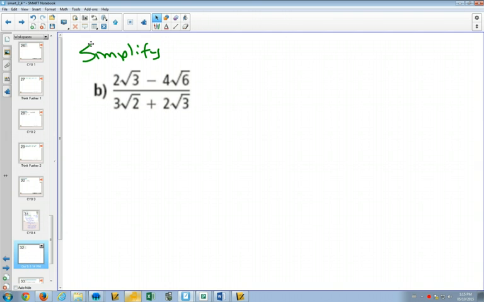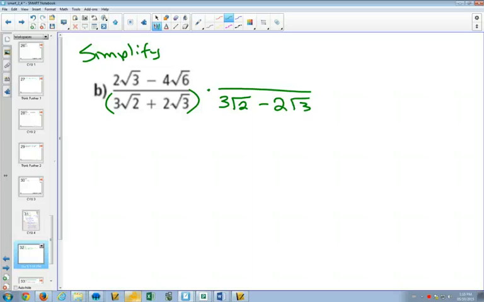Any time that you have more than one square root on the bottom, or your bottom is a binomial, as it is in this case, you're going to need to multiply by the conjugate. And remember, the conjugate is exactly the same, except with a different sign. Now, if I multiply the bottom by that, I have to multiply the top by that, so that I'm multiplying by 1, which doesn't change what my answer equals, just changes how it looks.